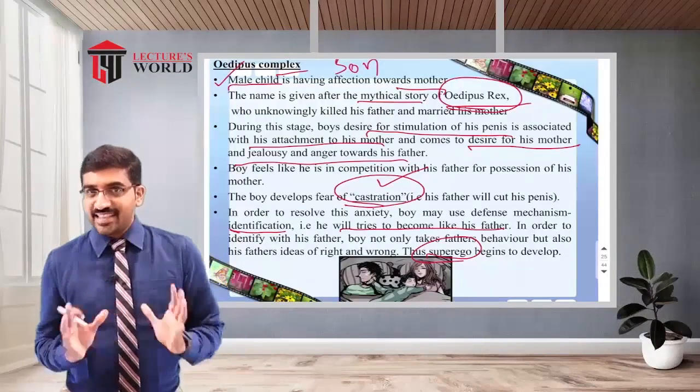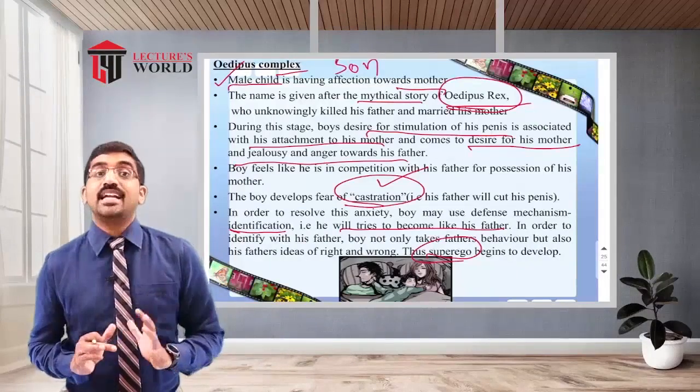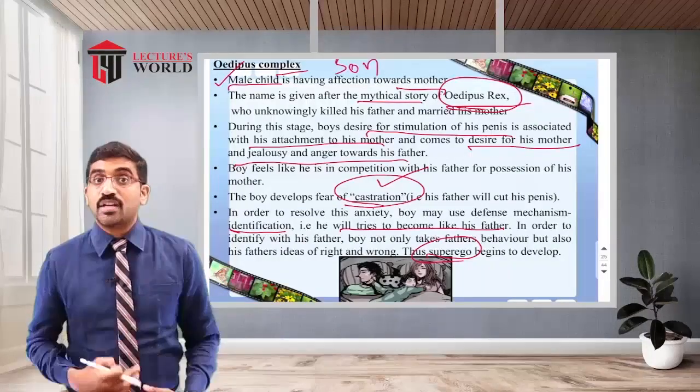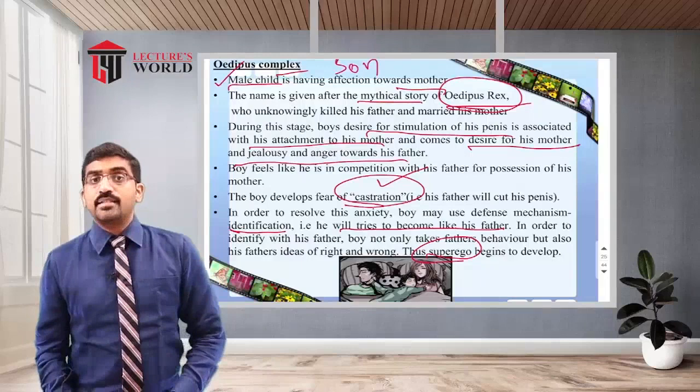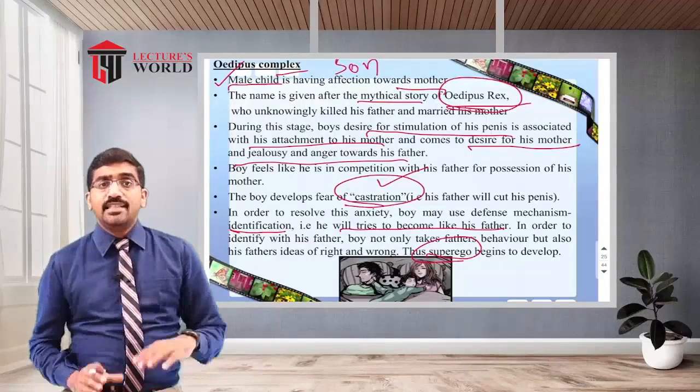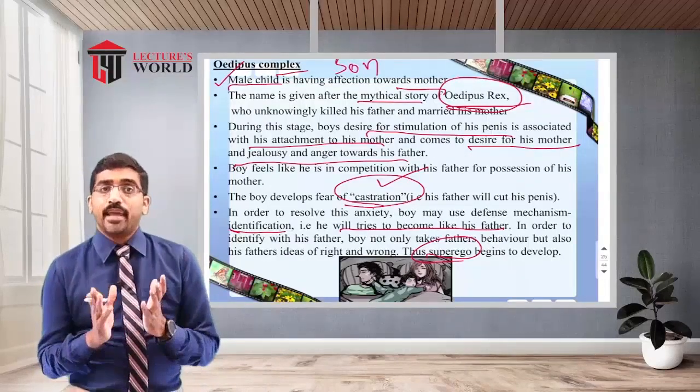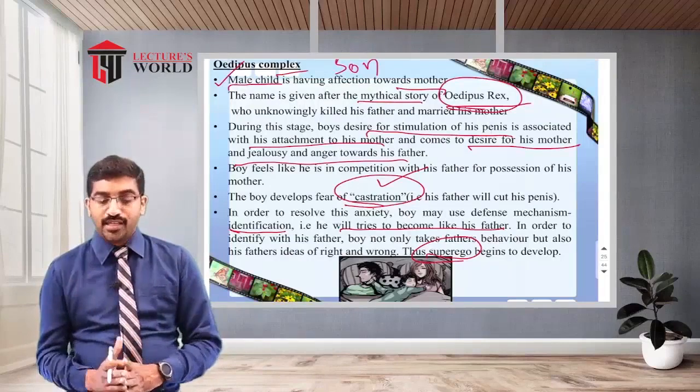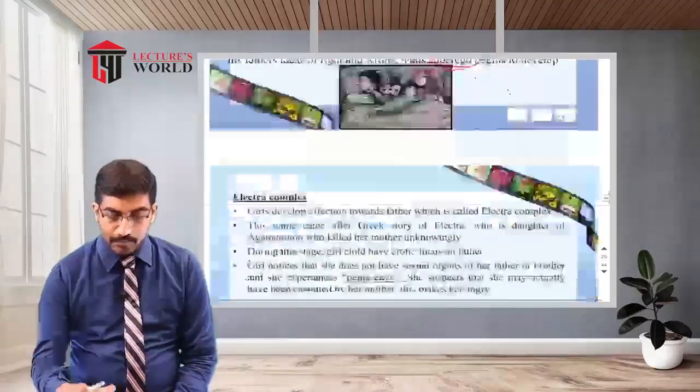So this is just a theory. I do not know exactly whether any child has this type of thought, castration anxiety and all, but this theory says it that way. The ultimate essence is that the male child has attraction towards the mother.